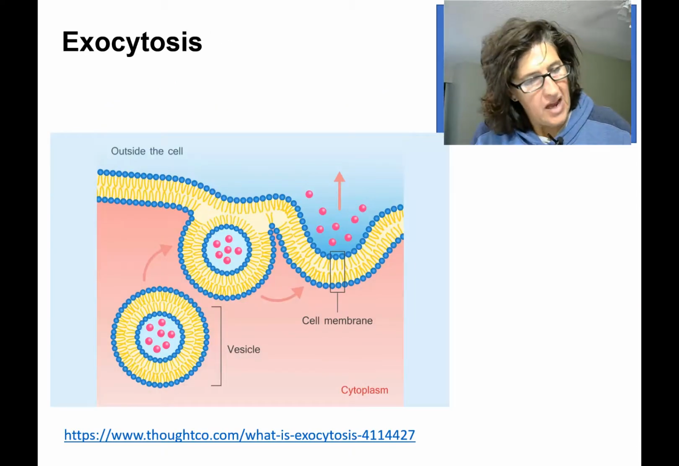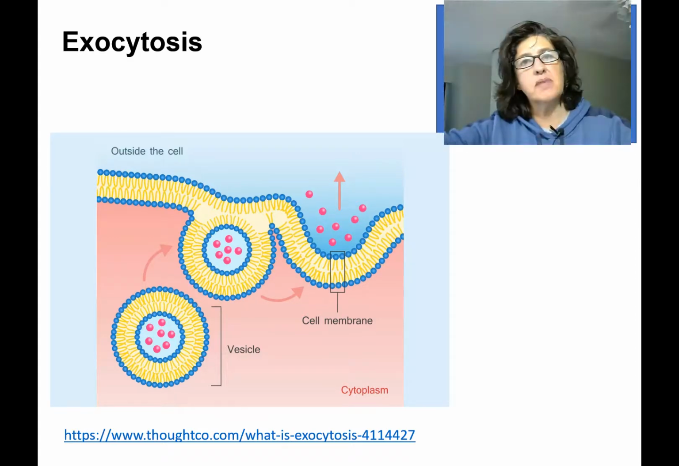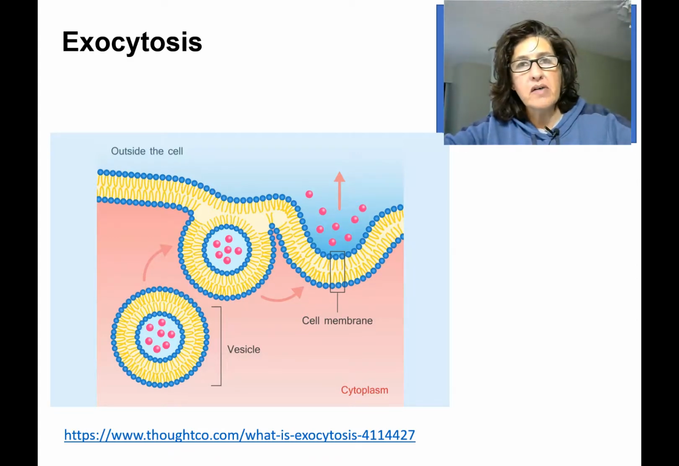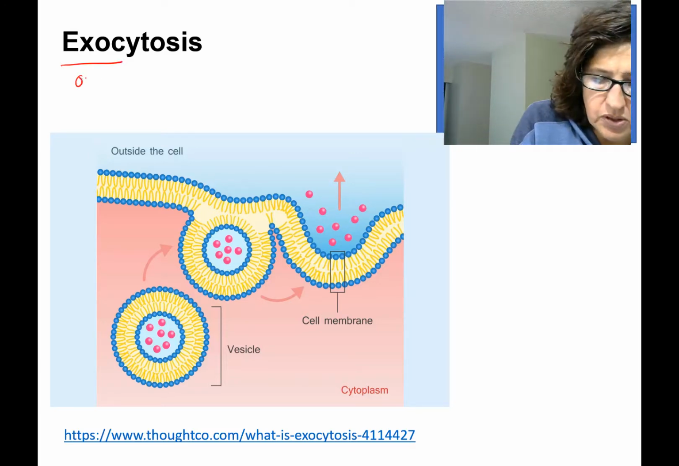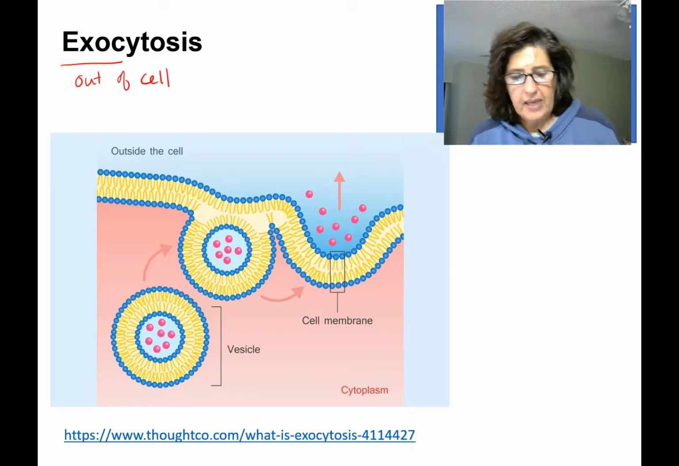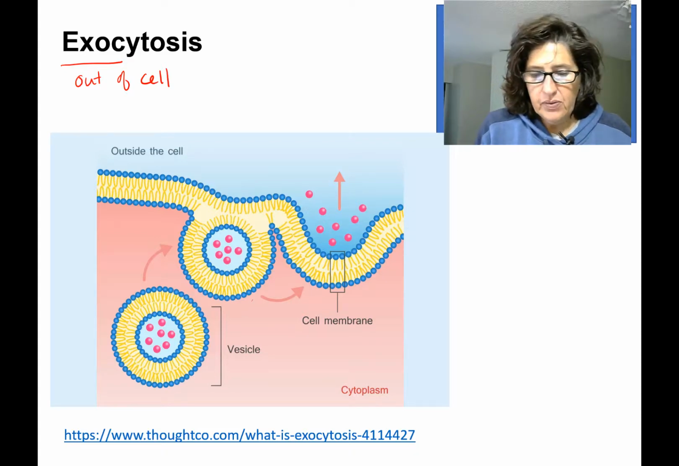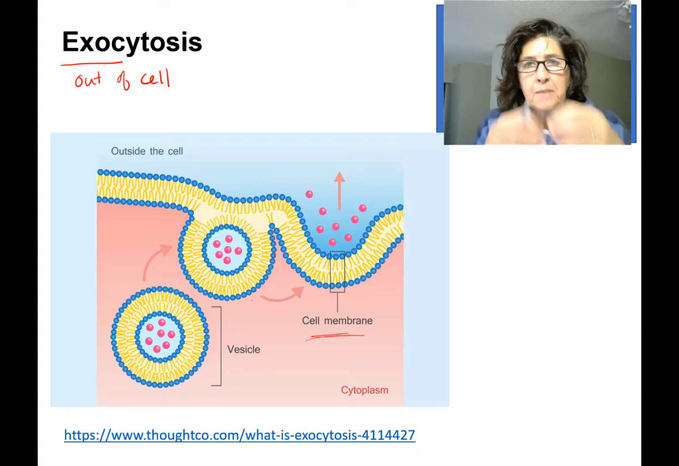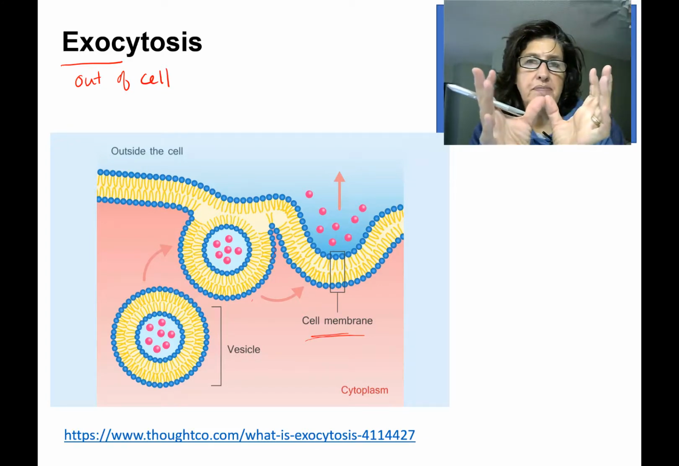Okay. The last one is pretty simple. Exocytosis just means the bulk movement of molecules out of the cell. So exo, exit, out of the cell. And if you look at it, it's just the opposite. You've got a vesicle, right? And it fuses with the cell membrane. And as it fuses, those contents are released to the outside of the cell.